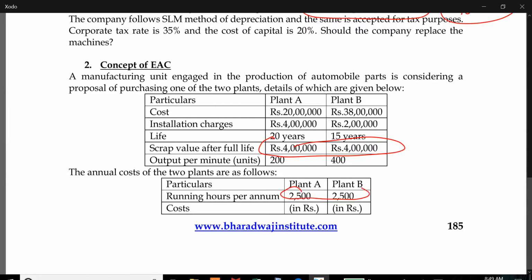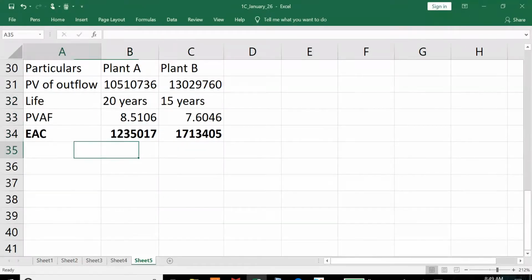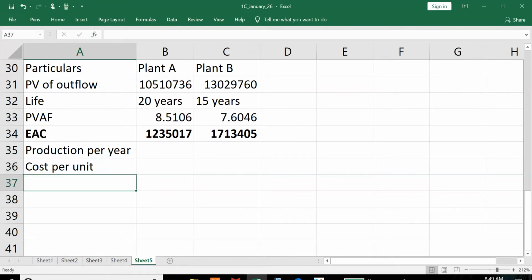Both are working for 2500 hours, but one produces 200 units, another produces 400 units. So I don't end here, I am going to write production per year and cost per unit. We will calculate that cost per unit and then decide the machine. This is specific to this question; normally it will not come. It is an extra addition in this question.